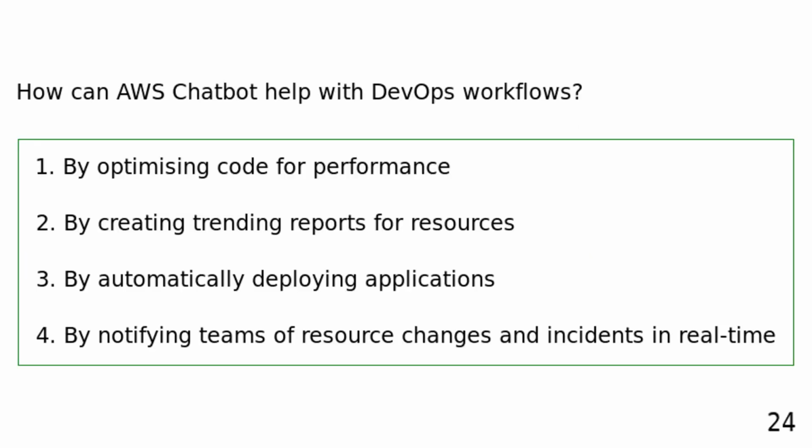How can AWS Chatbot help with DevOps workflows? By optimizing code for performance. By creating trending reports for resources. By automatically deploying applications. By notifying teams of resource changes and incidents in real time.